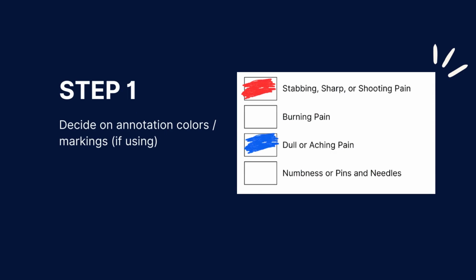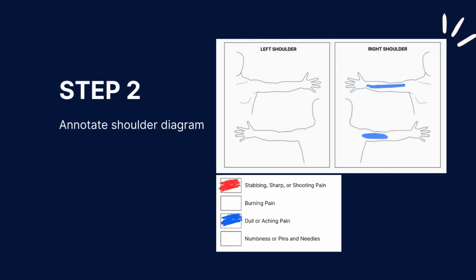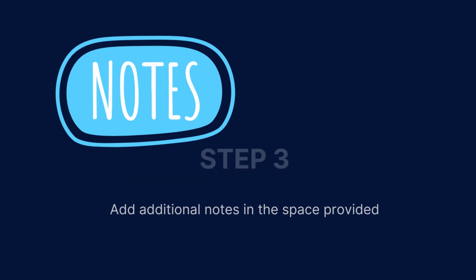Depending on what kind of pain your patient is experiencing, you may wish to utilize the blank key provided. This key provides 4 empty boxes for color coding or otherwise differentiating between different types of pain. The next step is to annotate the shoulder diagram provided using the colors or markers determined in the previous step. Once the shoulder diagram has been annotated, any additional notes can be added in the space provided. These could include any other relevant information, plans for a referral, or the next steps for the patient.